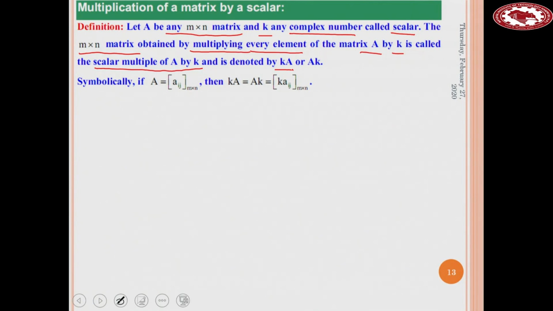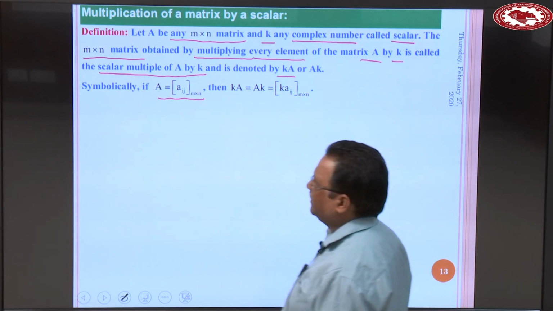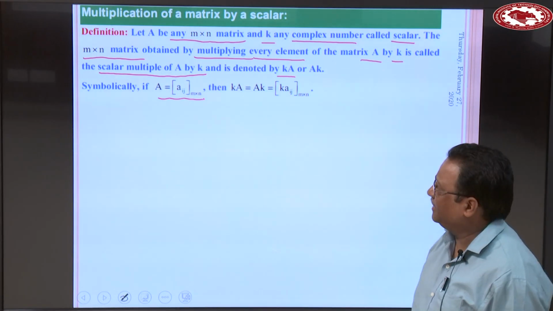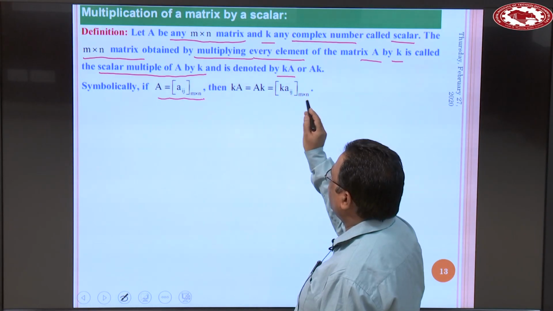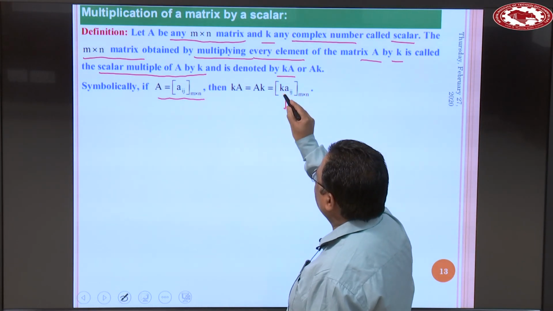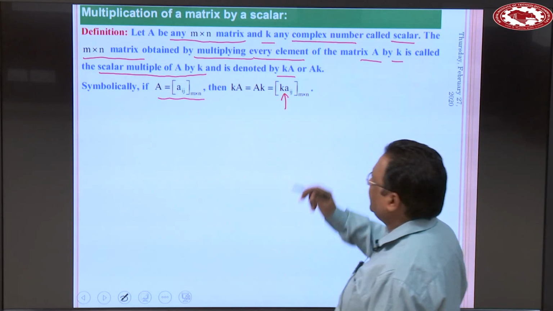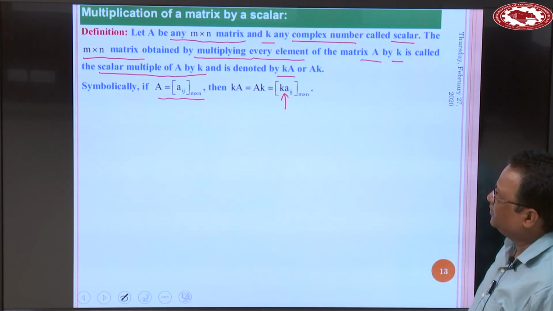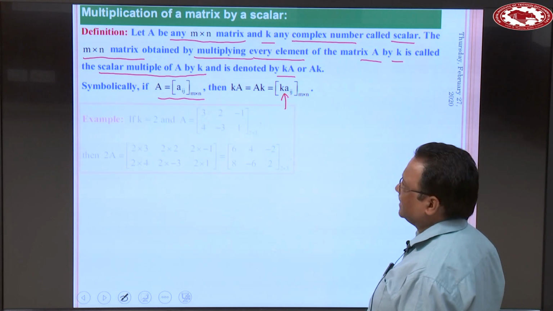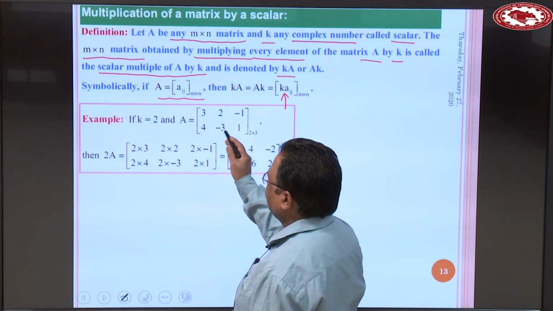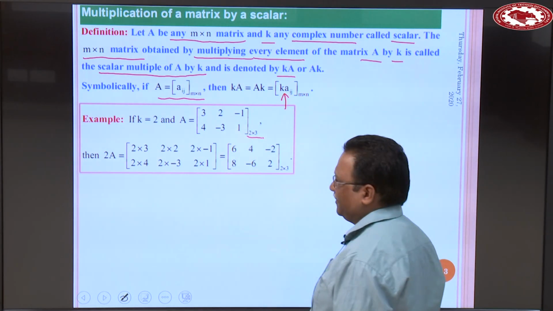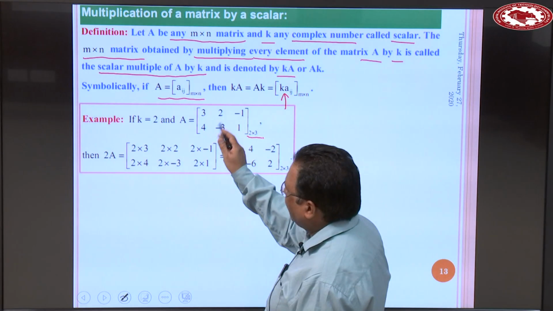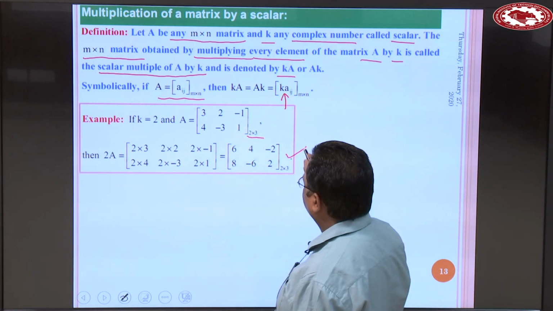Symbolically, we can define this this way. If A is equal to [aij] m by n, then KA is equal to AK is equal to [Kaij] m by n, means multiply every element of aij by K. You will get the multiplication of matrix by a scalar. For example, K is 2, A is the matrix 3, 2, minus 1, 4, minus 3, 1, of order 2 by 3. Then 2A means multiply every element by 2, and we get this matrix.